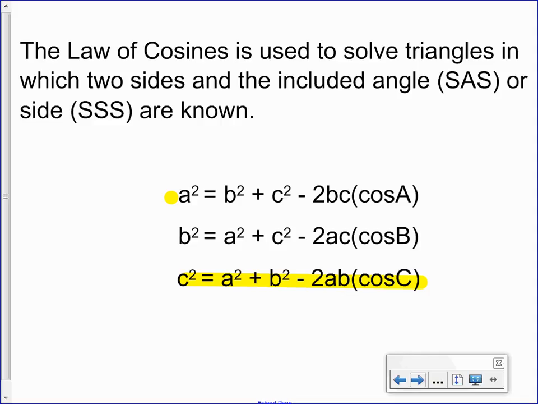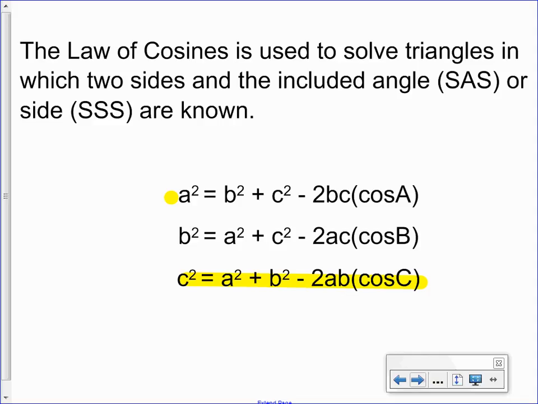Okay, here's how you remember it. You know how a squared plus b squared equals c squared? It's the same stuff. It's just a squared equals b squared plus c squared, and then it goes minus 2bc, and then cosine A. So basically, the side across from the angle and the angle are the two things that you end with, or the two endpoints of it. And then the middle is just the other two sides.